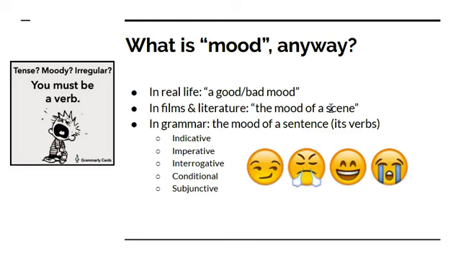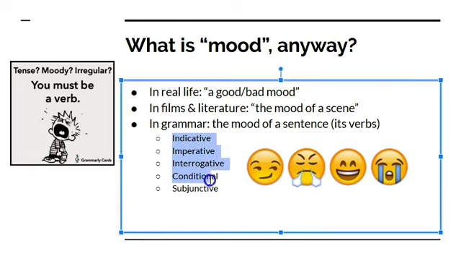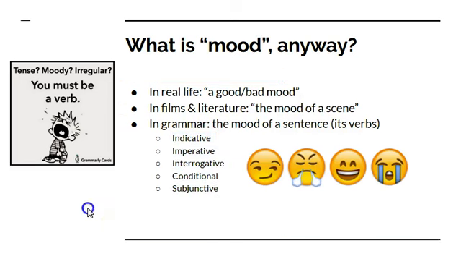But in grammar, mood means something a little different. Mood has to do with verbs, and it's going to be one of these 5. Every sentence, every single one, falls into one of these 5 categories. Okay? And they are similar to the types of sentences, like you might recognize imperative and interrogative from sentence types like an imperative sentence or an interrogative sentence, if you know what those are. But it's a little bit different too.